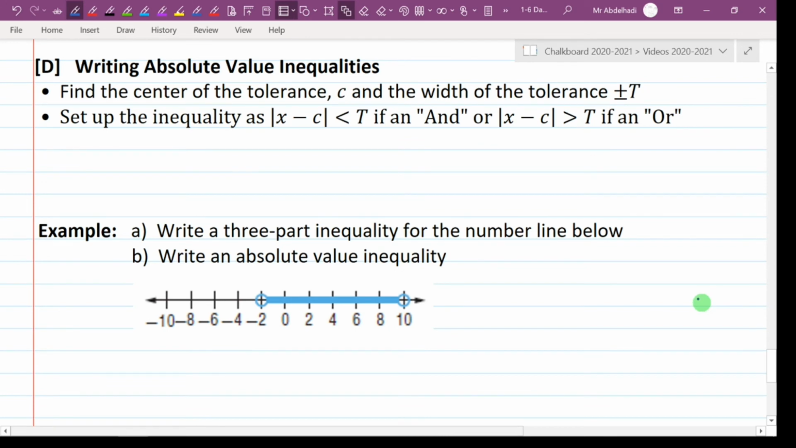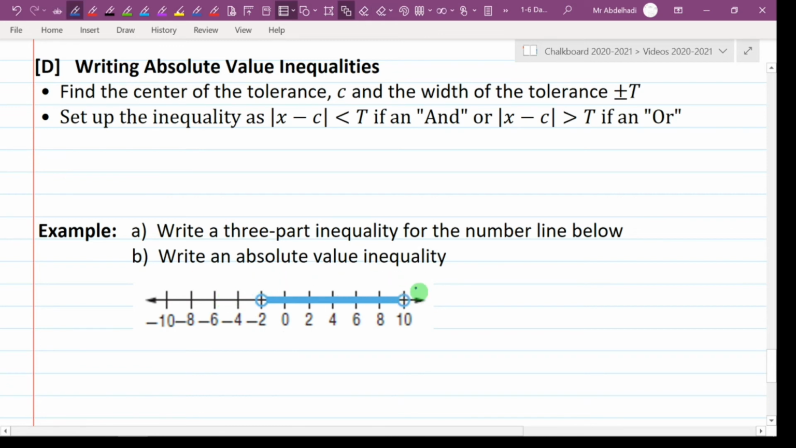Okay, this last section here is about writing absolute value inequalities when you have an interval of numbers that you want to represent. So we're going to look at this example down here. We're going to do two things. First, we're going to write a three-part inequality for this and. This is obviously an and because the two sides are headed towards each other, right? And what would it be?